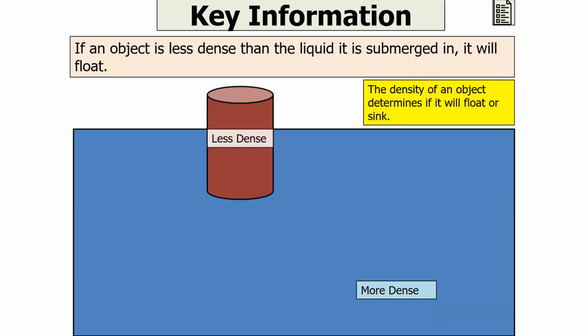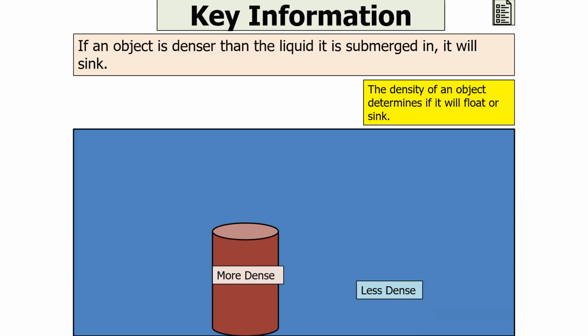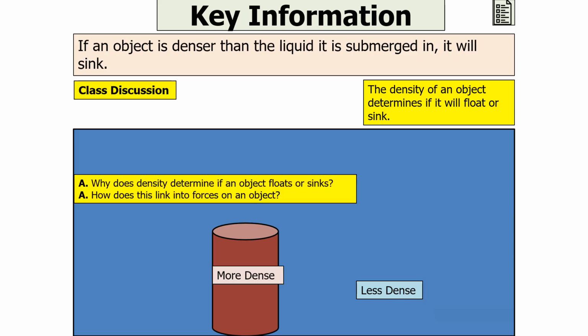Now, if an object is less dense than the liquid it is submerged in, it will float. So the density of an object determines if it will float or sink. If an object is denser than the liquid it is submerged in, it will sink. Now, why does density determine if an object floats or sinks? How does this link into forces on an object?